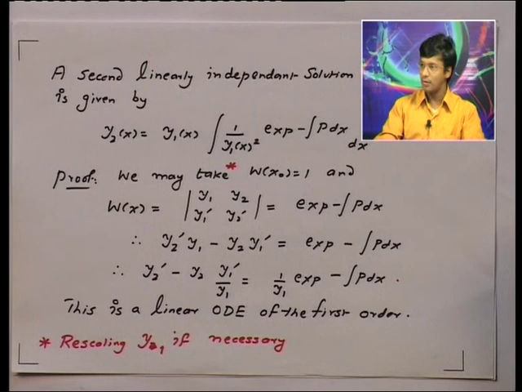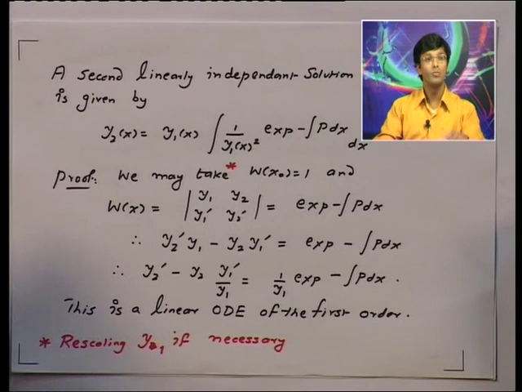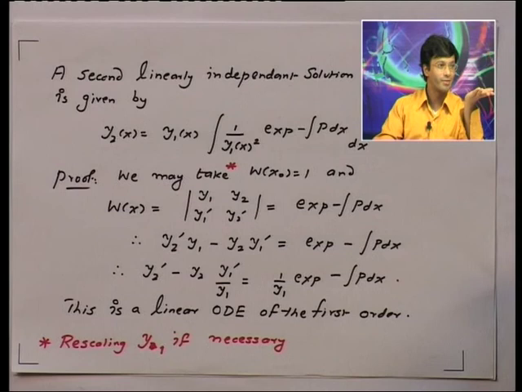Right. What is its integrating factor? What is the integrating factor for this ODE? e to the power minus integral y1 prime by y1, correct? So, what is integral of y1 prime by y1? Log y1, right? And so, I have e to the power minus integral y1 prime by y1. So, it is what? 1 by y1. So, the integrating factor is 1 by y1.